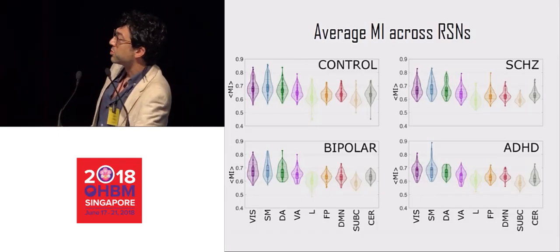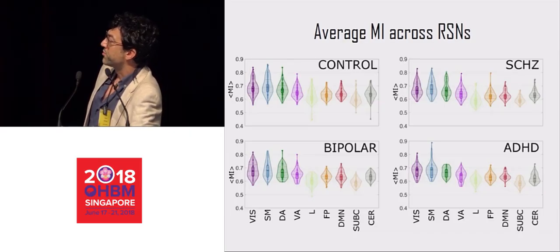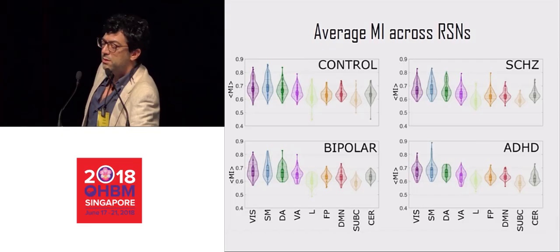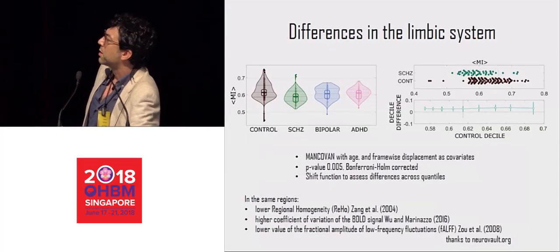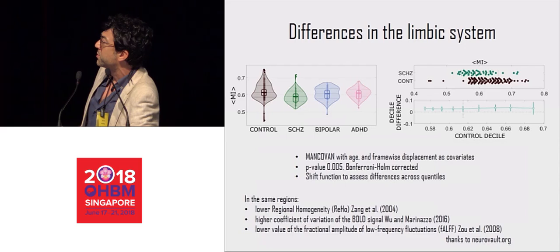The average mutual information across resting state networks, this is what it gives for the 4 groups: control, schizophrenic, bipolar, and ADHD. So we already have some variability across networks. The network in which there is less mutual information, despite being small, is the limbic system, this one. And the limbic system is also the one which separates the 4 groups. It separates the groups between schizophrenic and control across all the deciles.